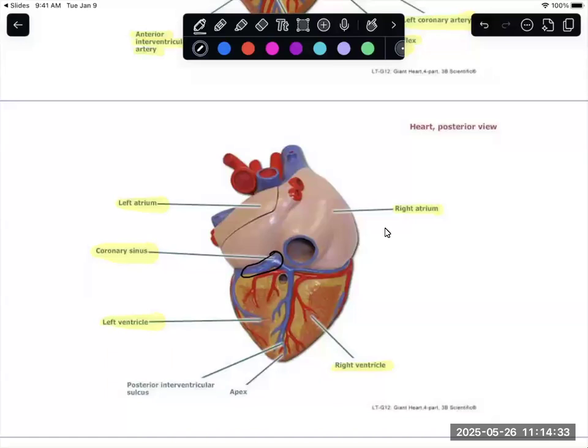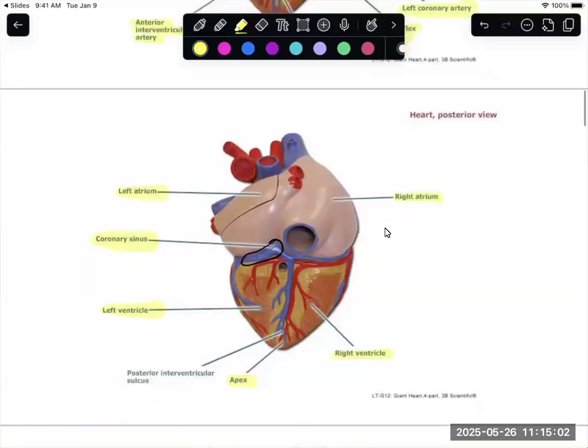So all of our veins that are going back to the heart, that have given the heart the oxygen that it needed, are now draining into that coronary sinus, where it's going to drain into this right atrium. We can also see that apex of the heart, that base of the heart from this view as well.